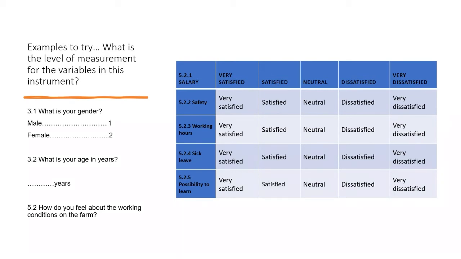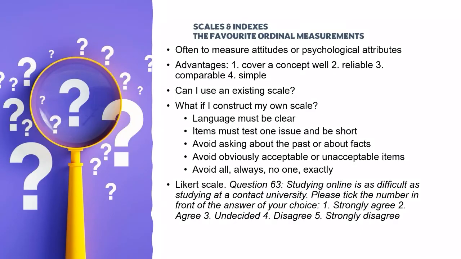That's a typical scale one, where they ask about, how do you feel about the salary, the safety, the working hours, the sick leave, the possibility to learn something new, and people had to go and rate it between very satisfied to very dissatisfied. That's a typical ratio type of measurement. So scales and indexes are the favorite ordinal measurements, especially for people who are interested in people's perceptions or feelings or attitudes about a particular phenomenon that you're going to research.